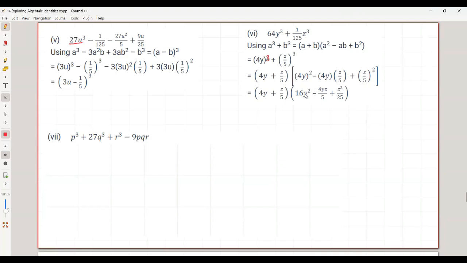So 4 square is 16, y square is y square. Now here 4 into y into z by 5. z square is z square, 5 square is 25.